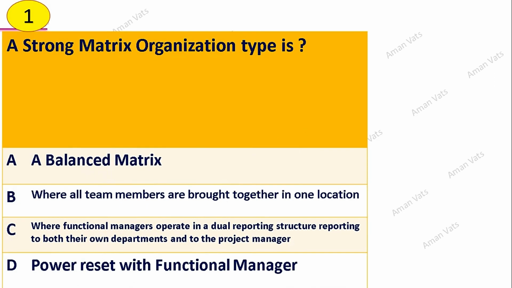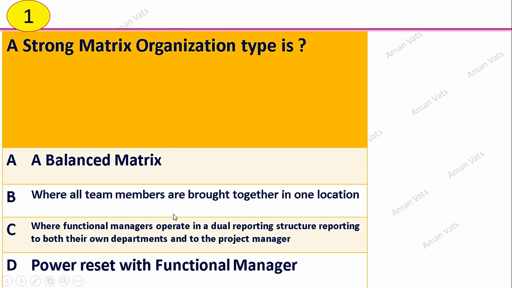Let me tell you the format. I will have a question with some answers, and the timer will run for 10 seconds. After 10 seconds you will get the answer here with a detailed explanation. So the first question is, a strong matrix organization type is, and these are your answers. You have 10 seconds. The timer started.